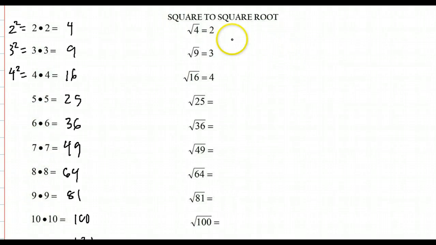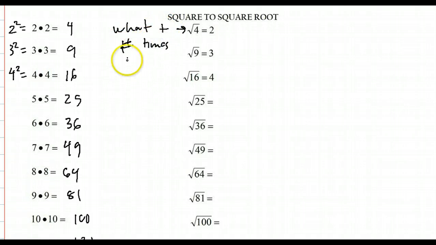They are inverse operations. And what the square root is asking you is what positive number times itself. That's what this wants to know. What positive number times itself will give you 4? So the answer is 2.